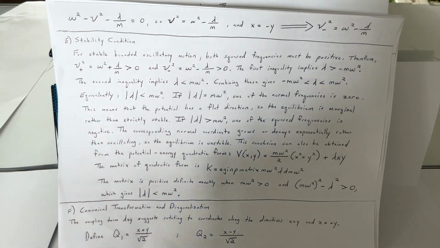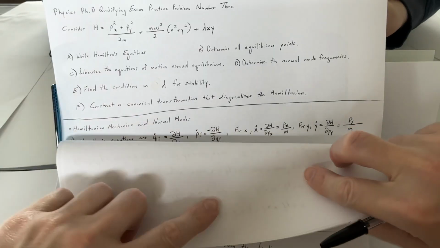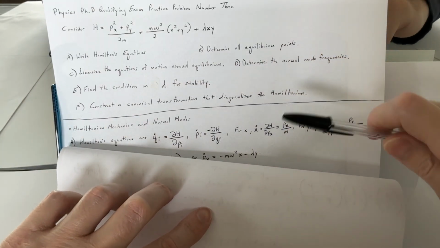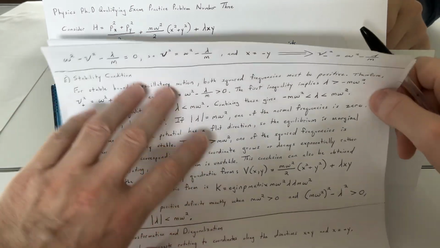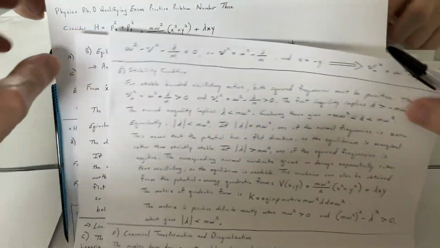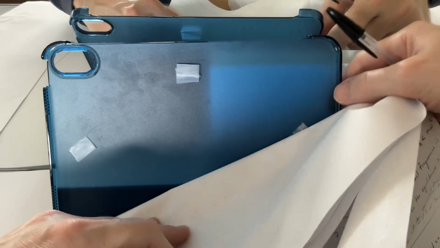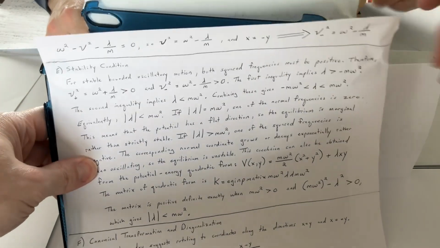For the next part, we want to determine the stability condition. So going here, for part E, find the condition on lambda for stability. So, the stability condition here. Might as well change these. Sorry about that. Make it a little easier, hopefully.